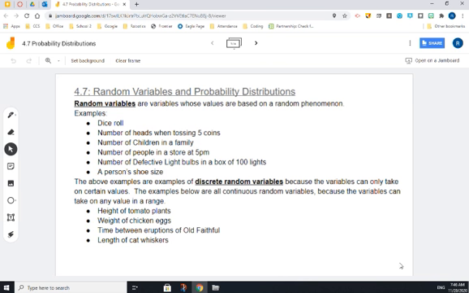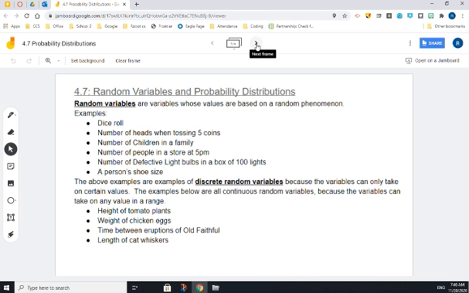We can also have continuous random variables. Remember, the difference between discrete and continuous is discrete can only take on certain values, whereas continuous can take on any value. Now, it may be within a range of values, but it can take on any value within that range: halves, quarters, wholes, whatever. So examples of some continuous random variables would be the height of a tomato plant, the weight of a chicken egg, the time between eruptions of Old Faithful, the length of cat whiskers. All of those things could take on as many decimals as we could measure to if we wanted to. So that's why those are continuous, where the ones up above are discrete.